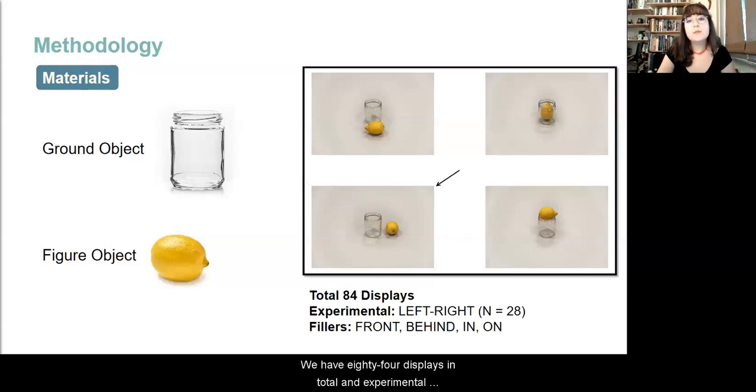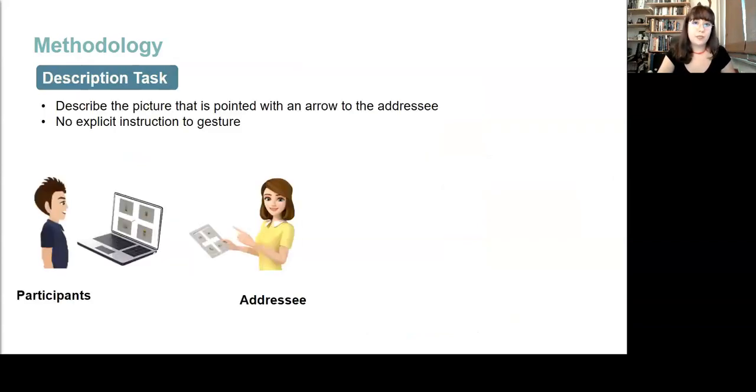We had 84 displays in total, and experimental displays consisted of pictures of items in left-right relations. We believe this task is one step more challenging for children, in which they have to zoom out of their own left-right and into the spatial relation between the 2 items in the stimuli pictures. In the task, participants are asked to describe the target picture that is pointed to with an arrow to the confederate addressee sitting in front of them. The addressee has a tablet with the displays and makes a selection based on the participant's description.